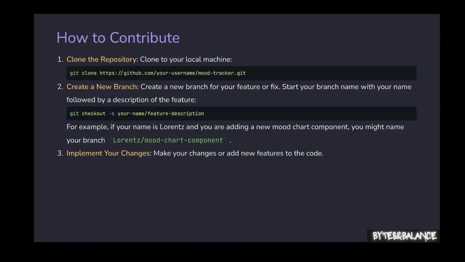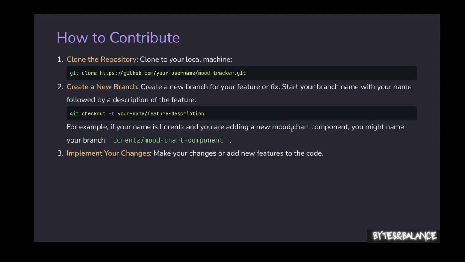To contribute, you can start by cloning the repository to your local machine. If you're already in your Gitpod workspace, you don't need to do this because your repository is already there. But if you are not and you want to use your laptop, you can use this command, git clone your URL, and you can use this in your terminal in your VS Code.